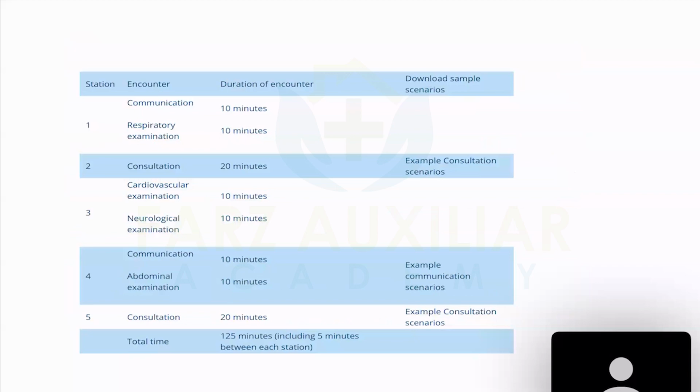Again, duration of the encounter. You should know about this duration of encounter. That is communication 10 minutes, and respiratory examination. These are the clinical stations: respiratory, cardiovascular, neurological examinations, abdominal examinations, similar 10 minutes, 10 minutes. So in these 10 minutes, you will have 6 minutes to examine the patient and 4 minutes for questioning. By practice, we will become reflexive about these timings.